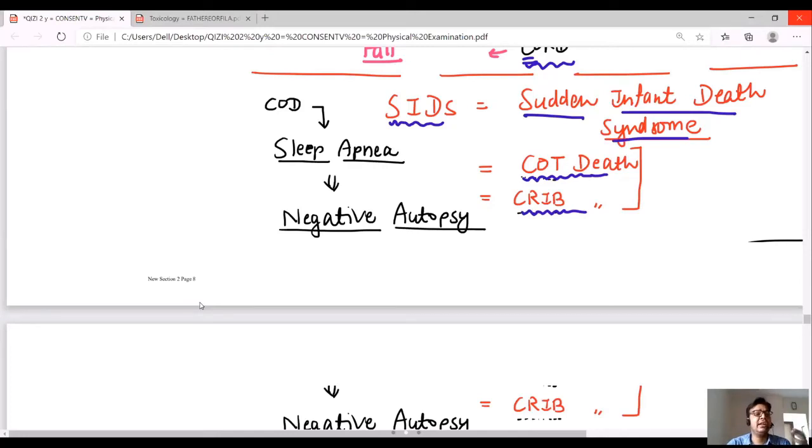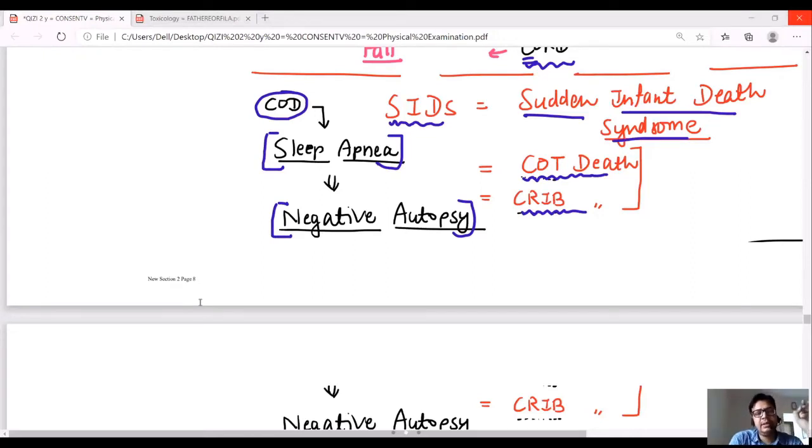What is the cause of death? The cause of death is sleep apnea. During sleep, suddenly respiration stops. That is the cause of SIDS, sudden infant death syndrome. And if an infant died due to SIDS, it is a negative autopsy. I'm asking two questions to you.